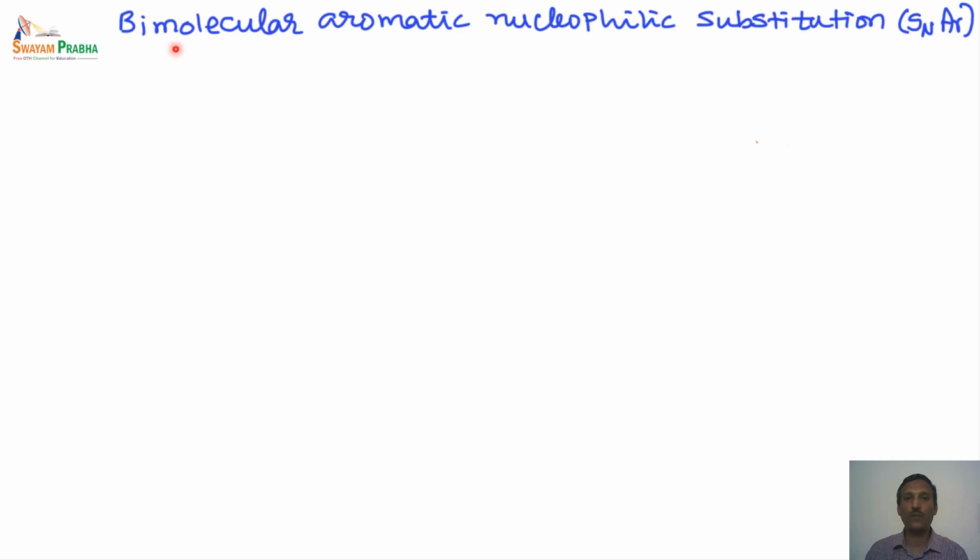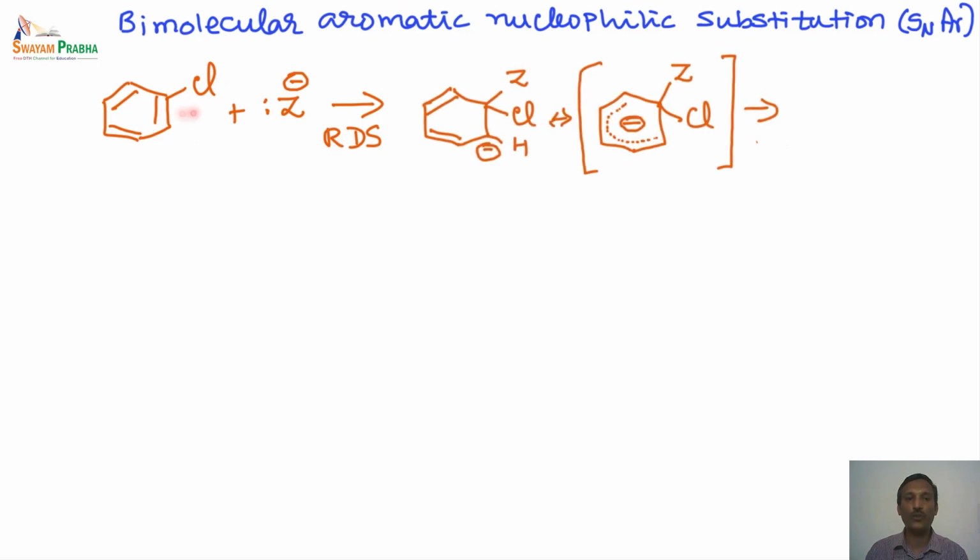Now let us continue with our study. Bimolecular aromatic nucleophilic substitution, which we saw as the SNAr mechanism. So how does this reaction actually proceed? The halobenzene is reacted with the nucleophile. This is the rate determining step. In other words, this is the slowest step because the aromatic ring itself is electron rich. The nucleophile is also electron rich. So there is going to be repulsion between the electron rich aromatic ring and the electron rich nucleophile. That is the reason this rate determining step is always very slow.